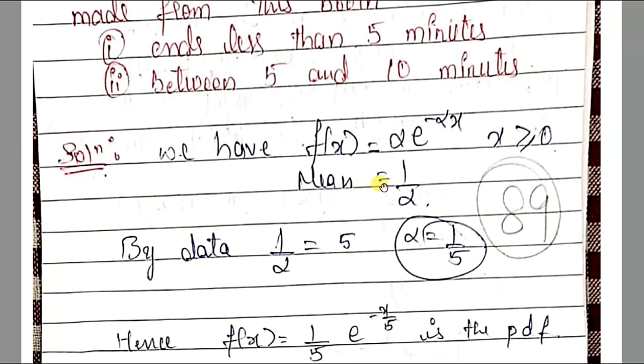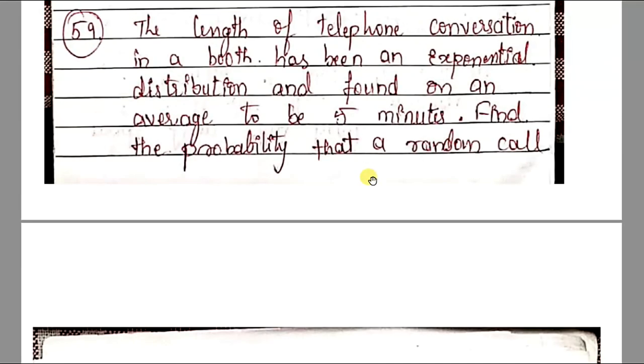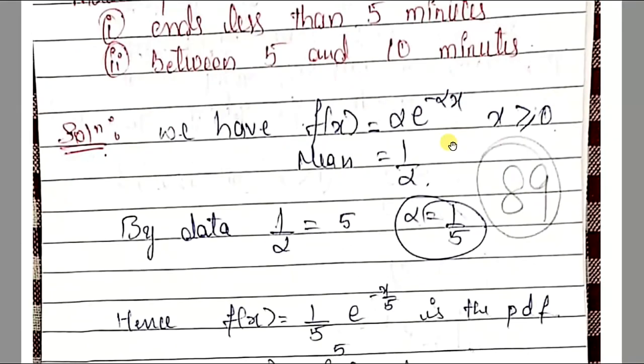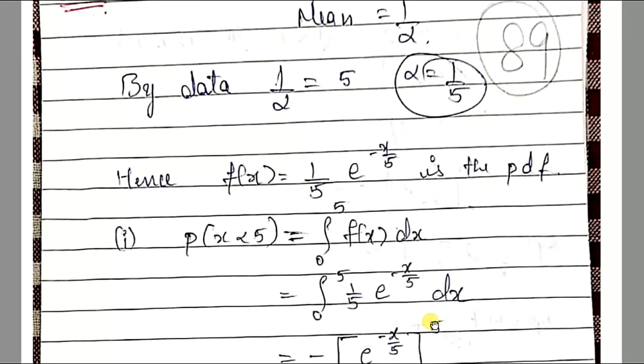Now, what is the mean for the exponential distribution? The mean is 1 by alpha. Now we have to find the value of alpha. The mean given in the problem is 5 minutes, so m is equal to 5. So 1 by alpha is equal to 5, therefore alpha is equal to 1 by 5. Let me construct the PDF using this alpha. F of x is equal to 1 by 5 e to the power of minus x by 5 is the PDF.